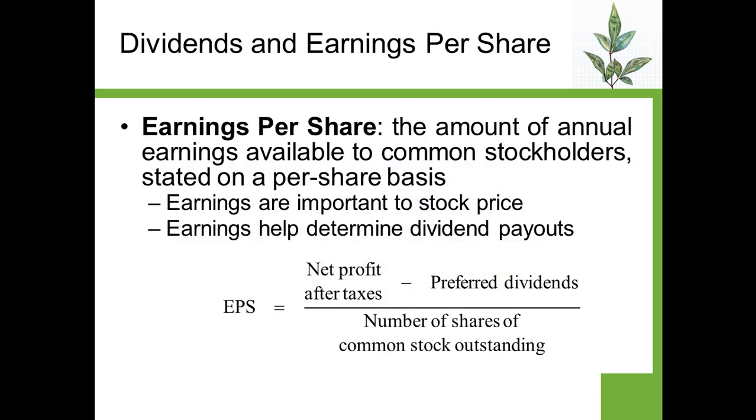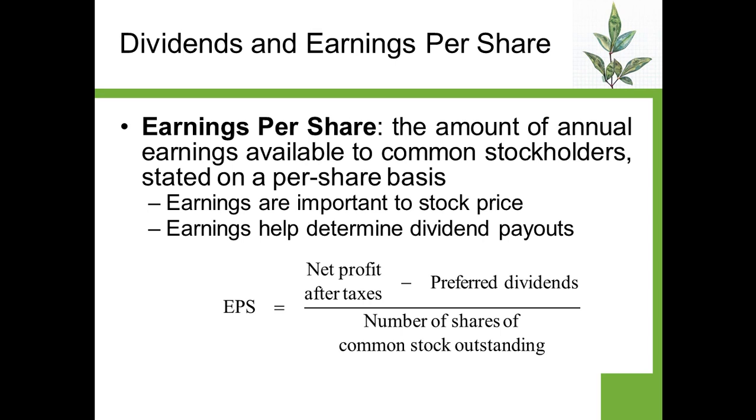Next, dividend and earning per share. What is dividend and what is earning per share? Earning per share is the amount of annual earnings available to common stockholders, stated on a per share basis. That is how much income is distributed to one stockholder. It's based on per share of the common stock. So it's called earning per share.